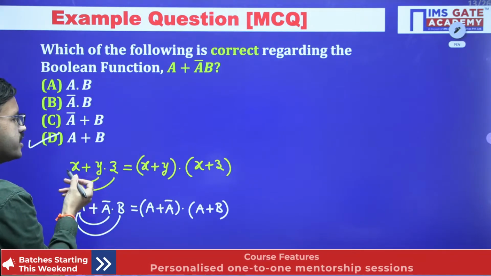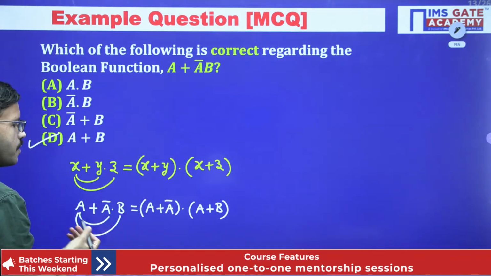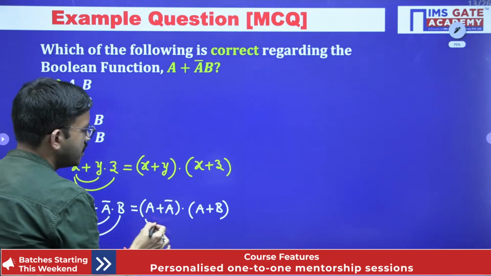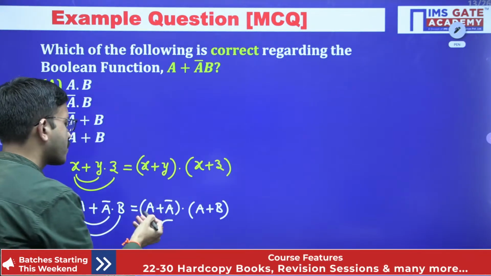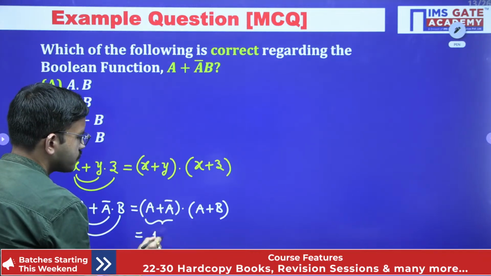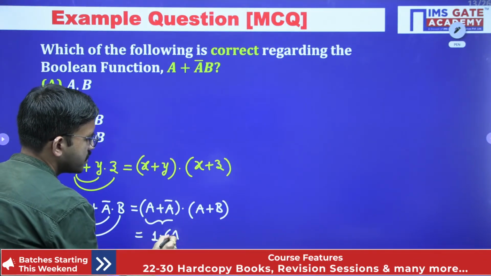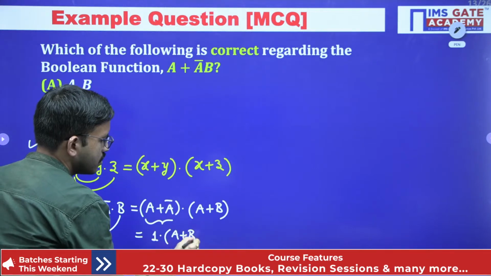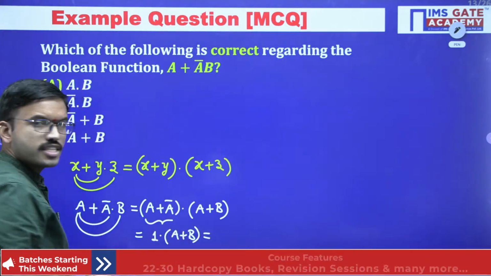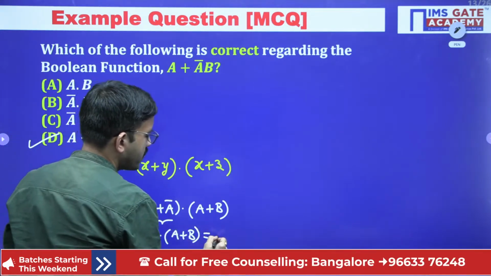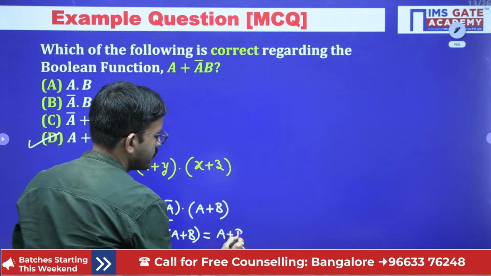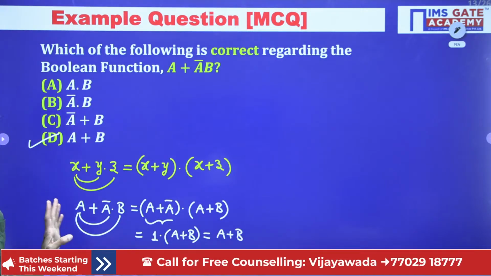x plus y into x plus z, in the same way a plus a bar and a plus b. Regarding a plus a bar, it is very simple. You will get 1 into a plus b. So 1 into x is nothing but x, where x is nothing but a plus b. So option D is the correct one, right?